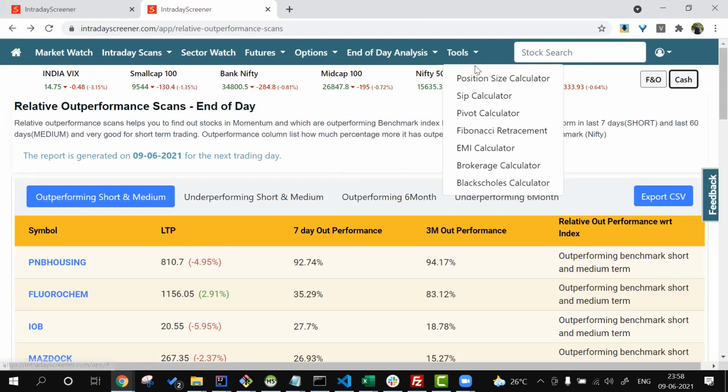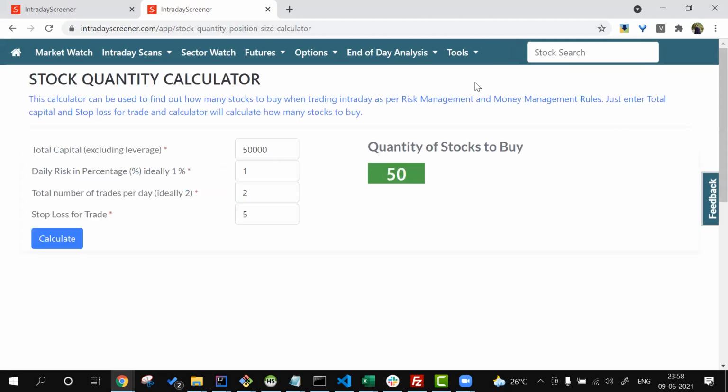In the last section, we have the tools section, where you can see the position size calculator, which is very important to calculate risk. You can enter your capital, your daily risk in percentage, and the number of trades you can take. Whenever you enter the stop loss for any trade, let's say for my first trade the stop loss is 10, then my quantity is this much. For my second trade the stop loss is 20, then my quantity is this much.